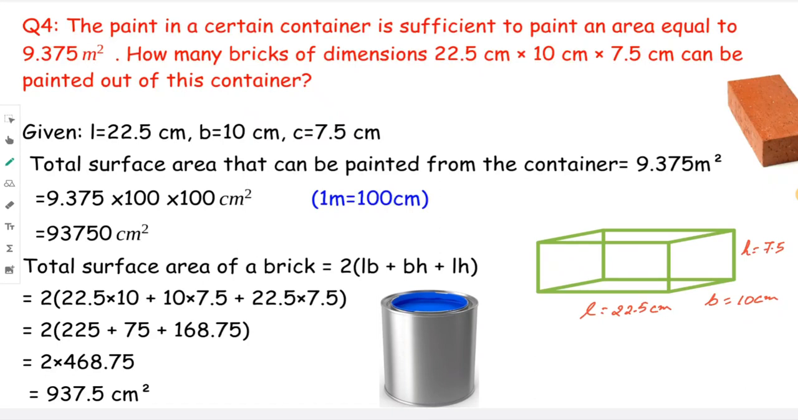The paint in a certain container is sufficient to paint an area equal to 9.375 meters square. So for example, the paint in this can paint an area equal to this much. How many bricks of the given dimensions can be painted out of this? They've given us the dimensions of the brick: length, breadth, and height. So how do you do this?